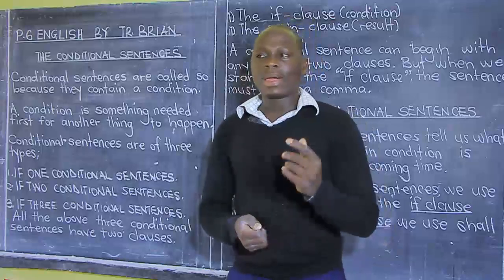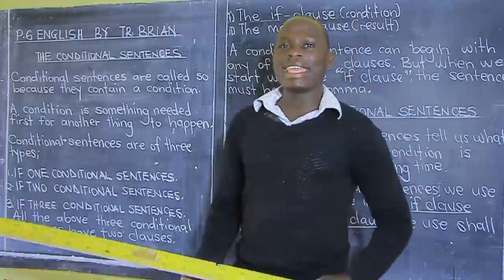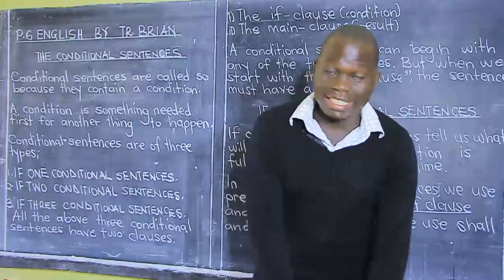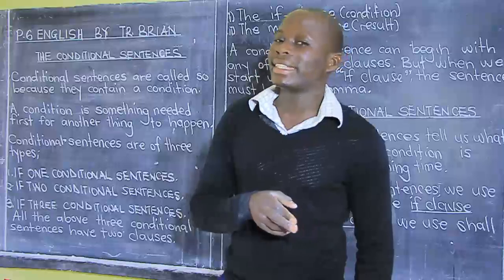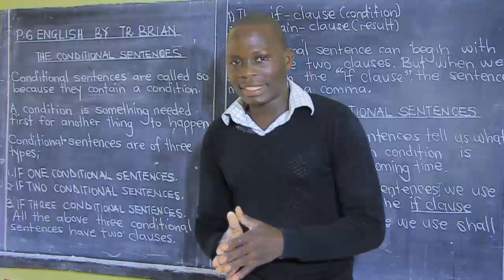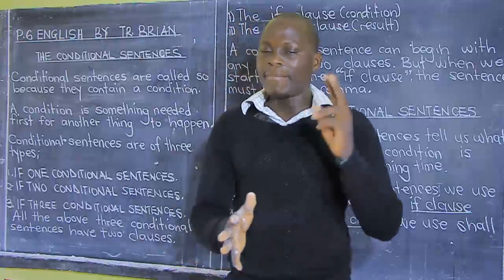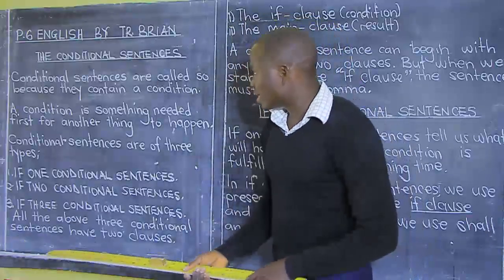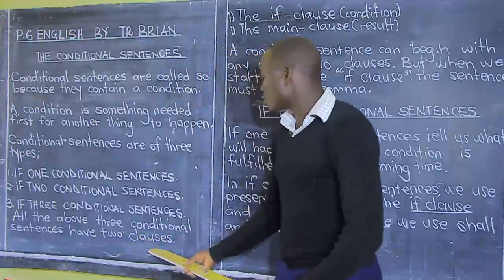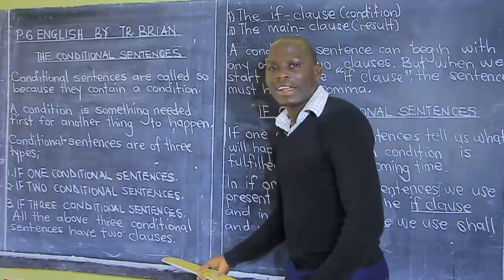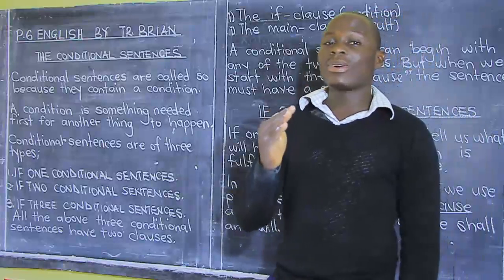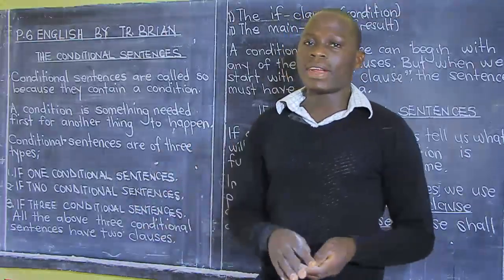Let's begin with this very first rule, where we are saying all these conditional sentences have 2 parts. We have the main clause and the if clause. Let's read through this simple sentence together. All the above 3 conditional sentences have 2 clauses. Now, what does that mean? Meaning that all these conditional sentences have 2 different parts.